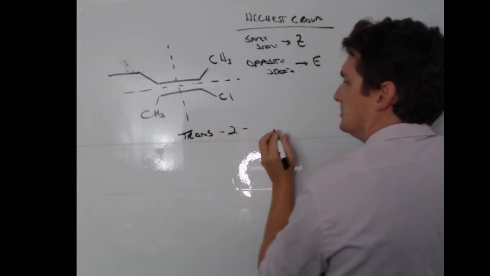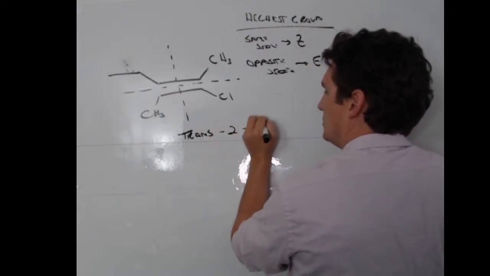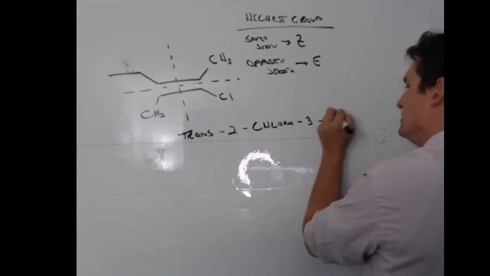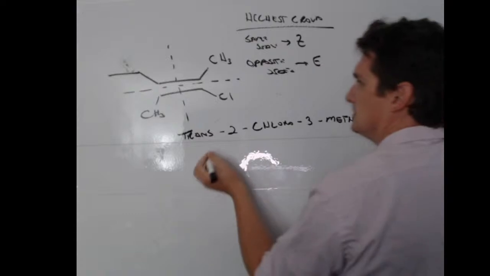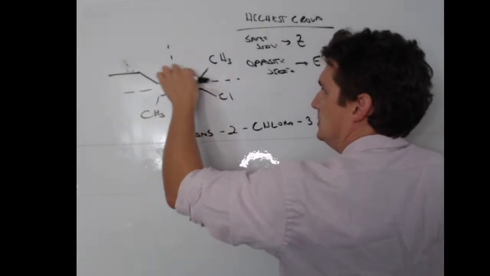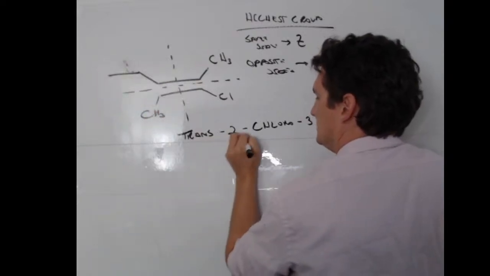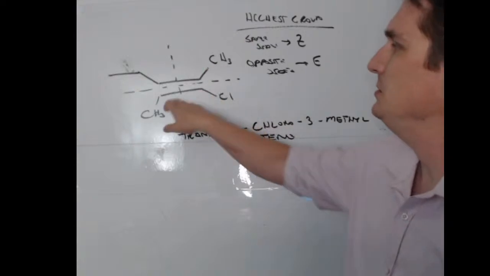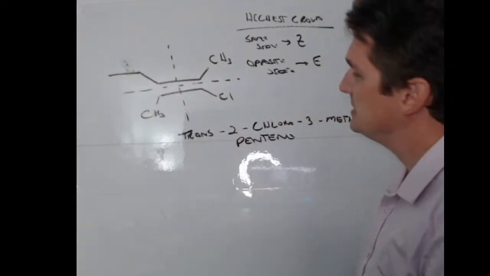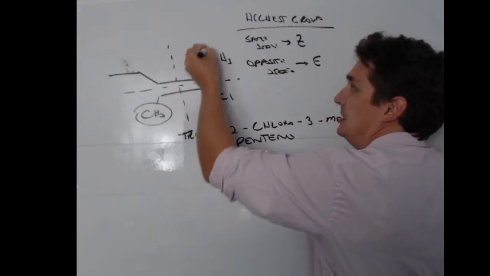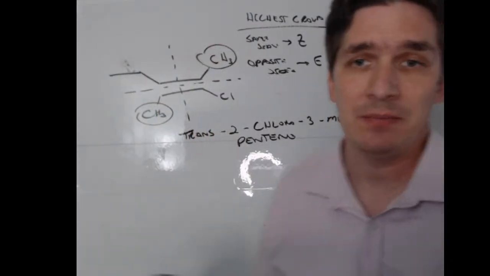2-chloro-3-methylpentene. So we have 1, 2, 3, 4, 5, and this ends up being trans because of these. So the trans here, we have to have two groups of the same priority. Your methyl groups are the same priority, so that's what makes them trans.